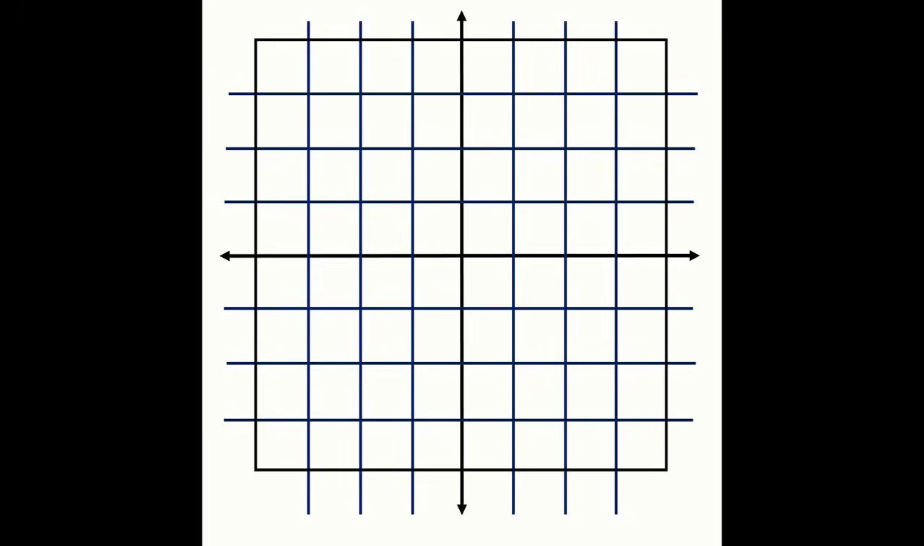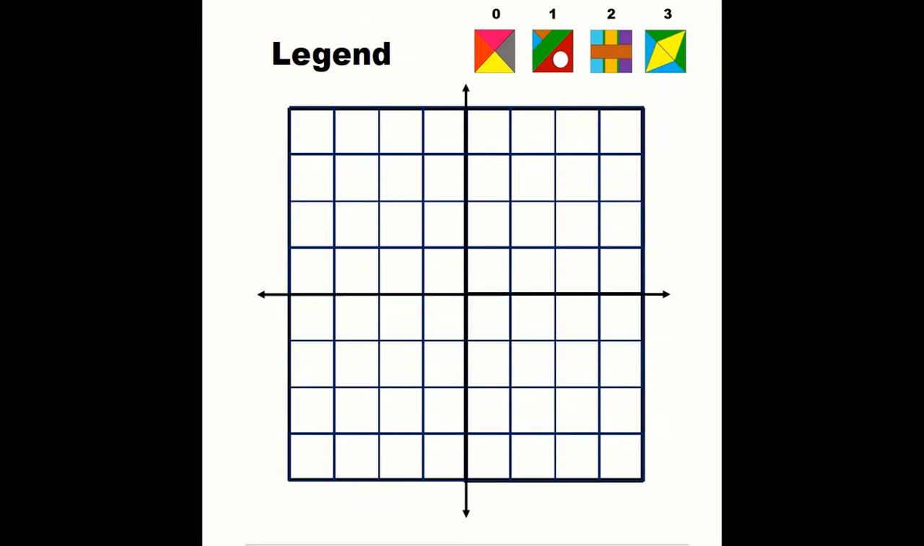As you can see, this square is divided into different quadrants, and each quadrant is also divided into different squares. So we have to give a number to each of the squares. We have the legend here.